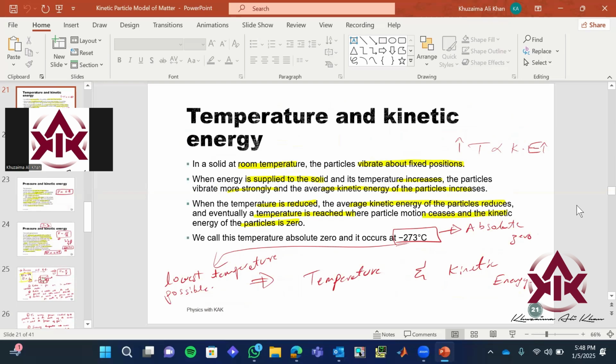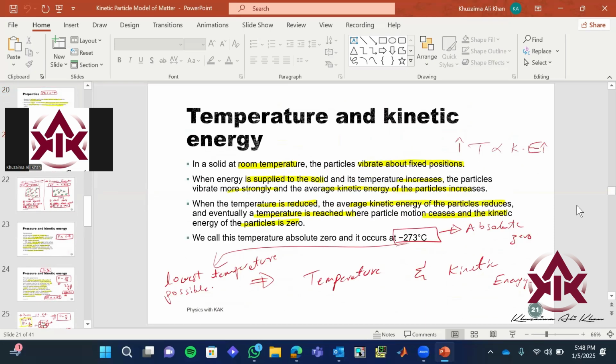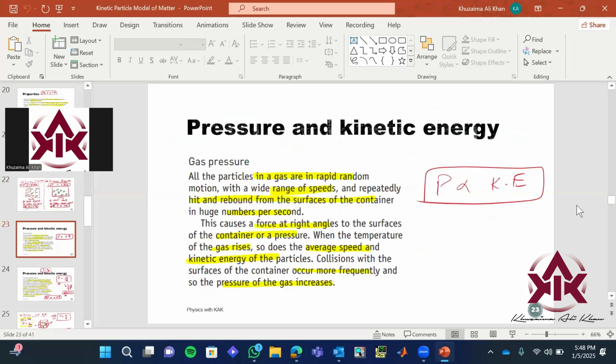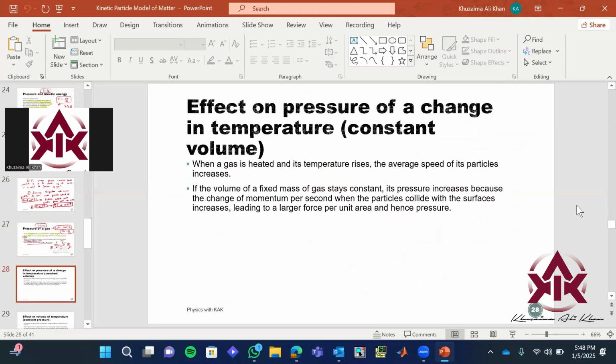So kinetic energy is the main crux over here, right? Temperature and pressure are both getting related with the kinetic energy, right? So how do they relate? And these things will be carried forward in the next lecture. Okay, so let's start from here, right? So what is the effect on pressure of a change in temperature, right?